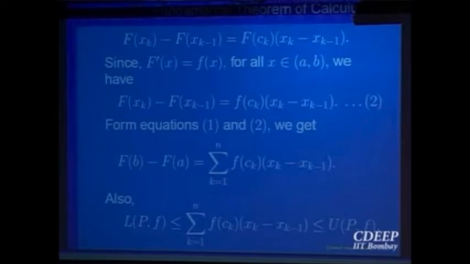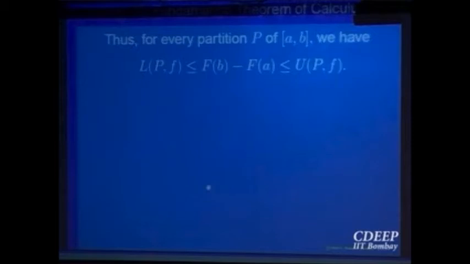So what are we getting? This quantity is equal to f(b) minus f(a). So the lower sum is less than or equal to f(b) minus f(a), which is less than or equal to the upper sum. So I got a number, f(b) minus f(a), which is trapped between the lower sum and the upper sum for any partition P, whatever the partition may be. That means that number must be equal to the integral, and that completes the proof. So f(b) minus f(a) is equal to the integral, right?